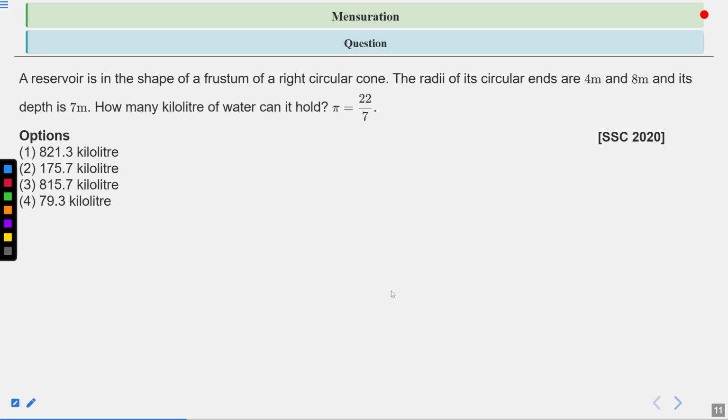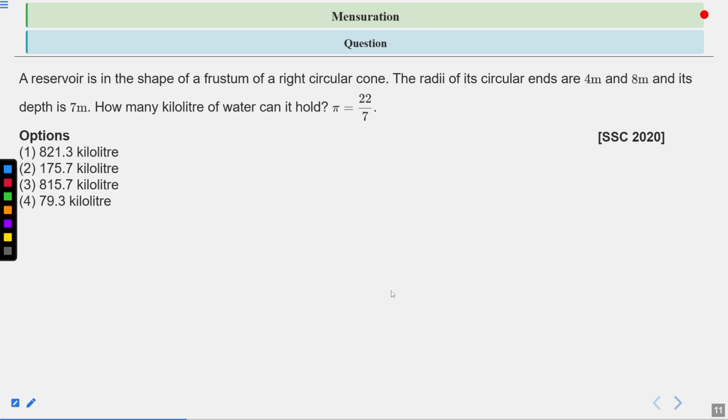A reservoir is in the shape of a frustum of a right circular cone. The radii of its circular ends are 4 and 8 meter and its depth is 7 meter. How many kiloliter of water can it hold? Take the value of pi as 22/7. And this question was asked in the SSC 2020 exam.